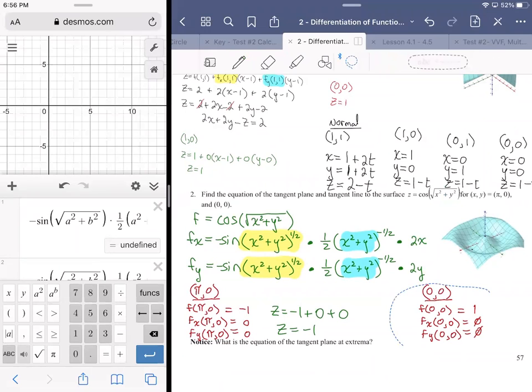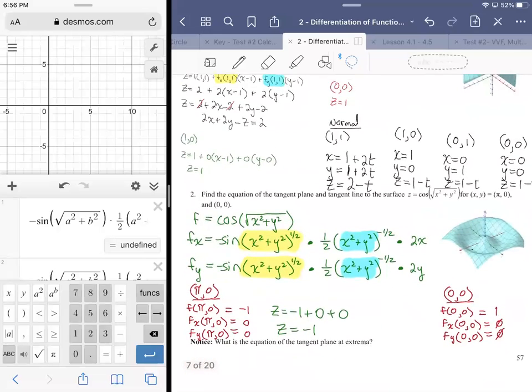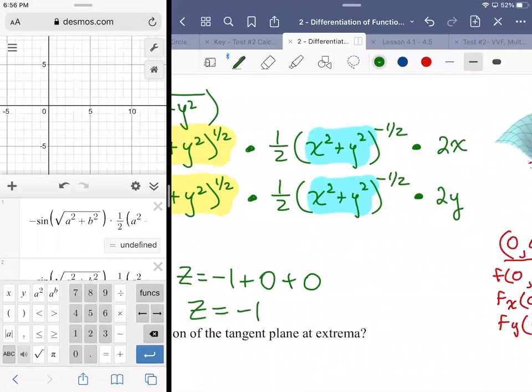For the other one, oh, we also need the tangent line, but even still, that's not too bad because it's the a, b, and the z values, right? So just with the slopes associated with them. So let me just get that there. So the tangent plane.